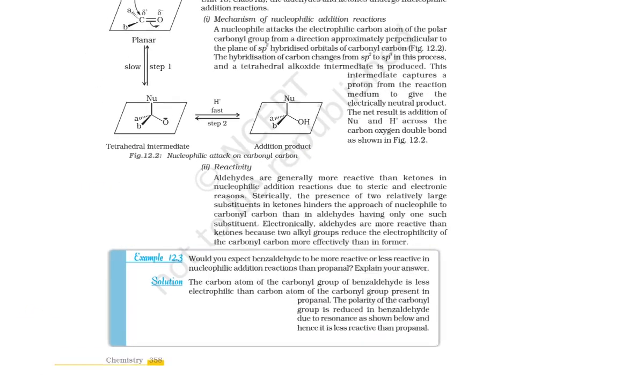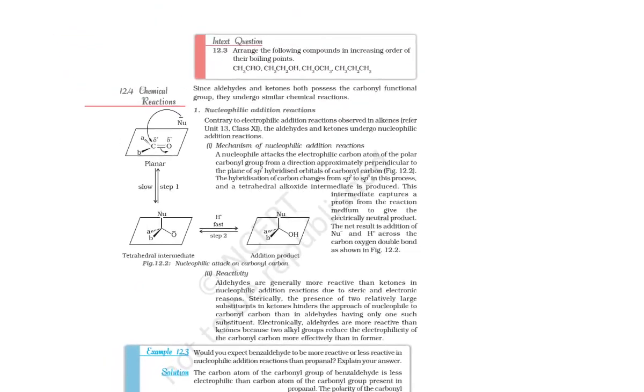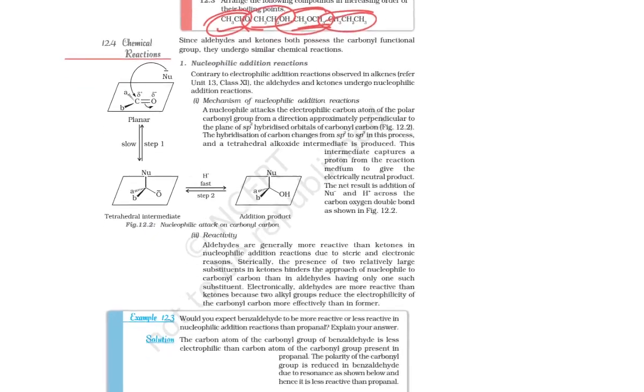Go for the next. Here, the chemical properties of aldehyde and ketone we will discuss, but before that we will discuss some questions. In this also there is an alcohol, which is going to have the highest boiling point. In increasing order, your alkane is going to be the lowest. Then aldehyde and ether, so aldehyde will be higher compared to your ether. Clear? Right.